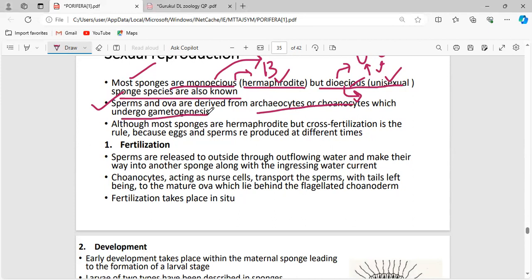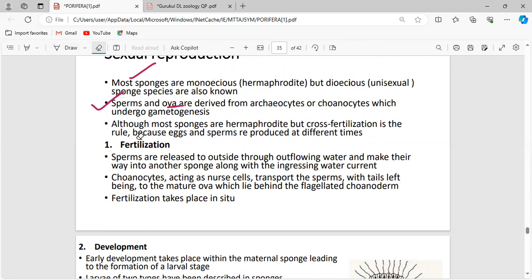The sperms and the ova are derived from the archaeocytes or the choanocytes, which undergo gametogenesis. Which means what? What are the cells that come into the picture again? Archaeocytes or choanocytes. They are the ones that give rise to the sperm or ova. So they undergo gamete synthesis, that is gametogenesis.